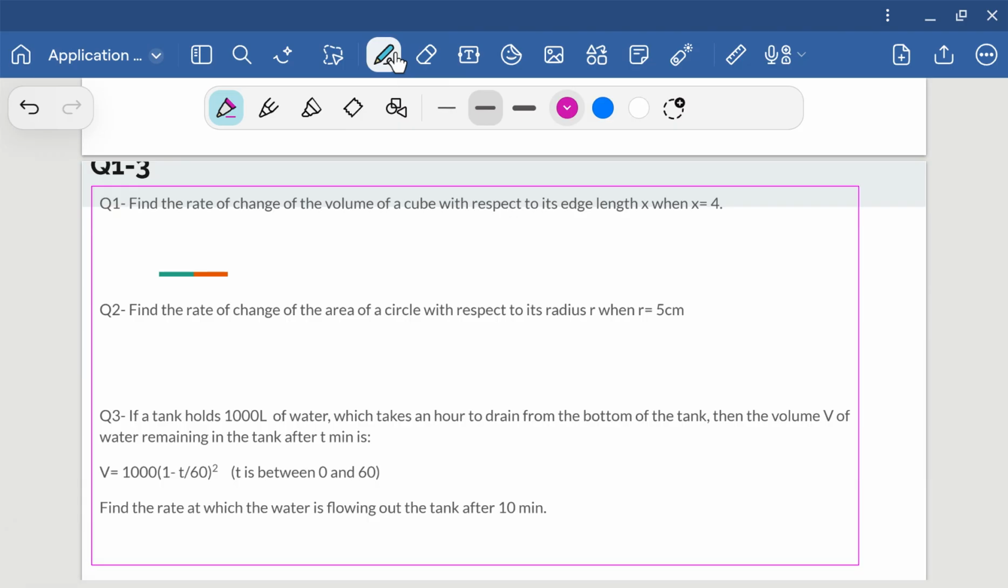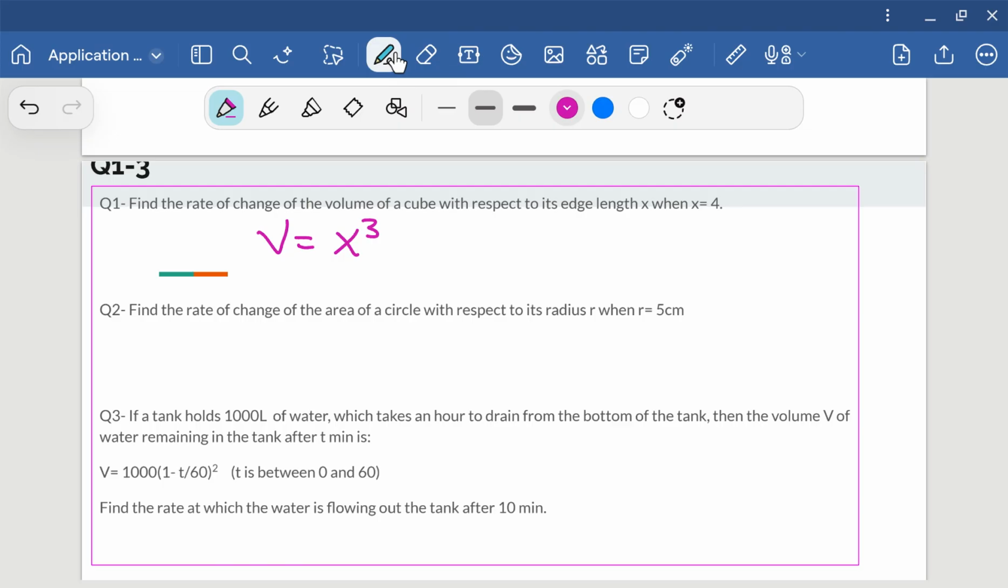So for the first one, if you want to find the rate of change of the volume of a cube with respect to its edge length, x, when x is 4. So if you want, again, rate of change, you want to start with the formula. So we know volume of a cube is your side, which is x, to the power of 3.